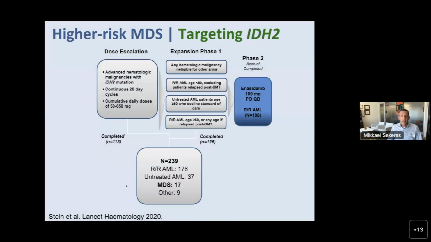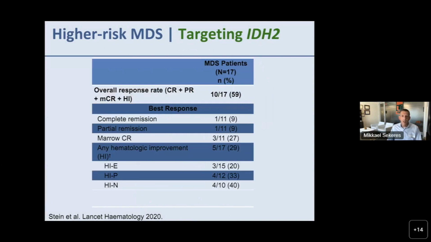Now, one approach that we have started to use is to focus on IDH2 inhibitors. In the study that led to the approval of enasidenib in patients who had relapsed or refractory AML with an IDH2 abnormality, a total of 17 patients in this study also had myelodysplastic syndromes. And among those 17 patients, the overall response rate was between 40 and 50%.